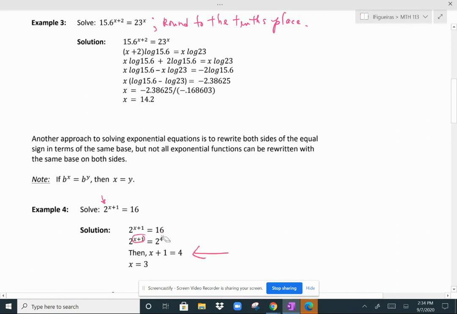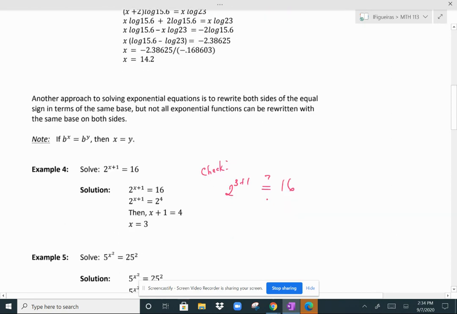Then that's a pretty simple equation. Subtract 1 from both sides, and you get that x is equal to 3. And just like any other solution, you can always check it, make sure it works, by plugging it in. Is 2 to the 3 plus 1 equal to 16? Well, we know that 3 plus 1 is 4, so this is 2 to the fourth. 2 to the fourth is 16. The left side equals the right side, so you know that x equal to 3 is a good answer.